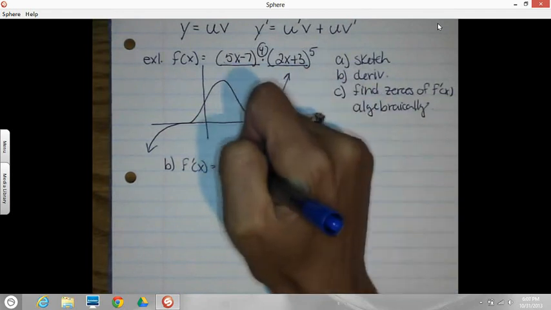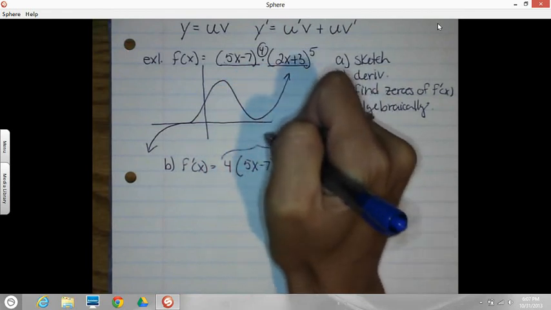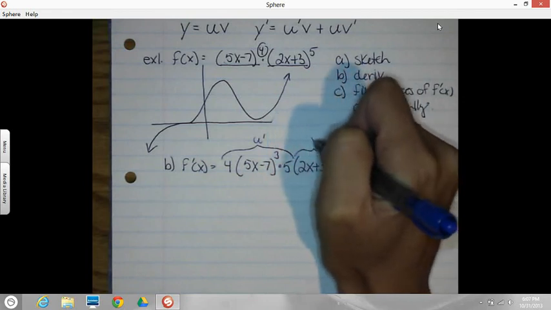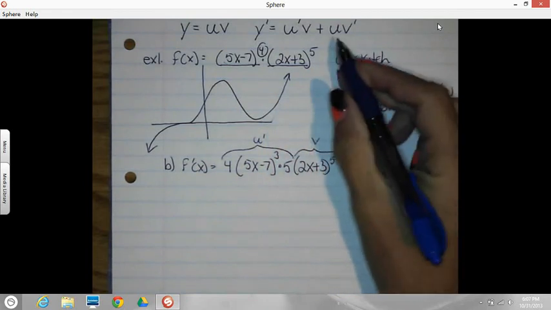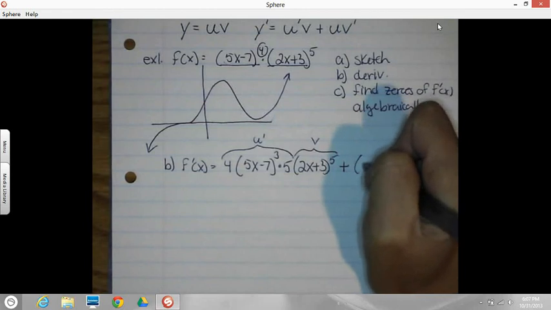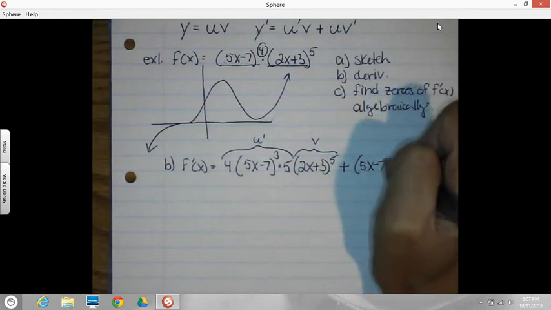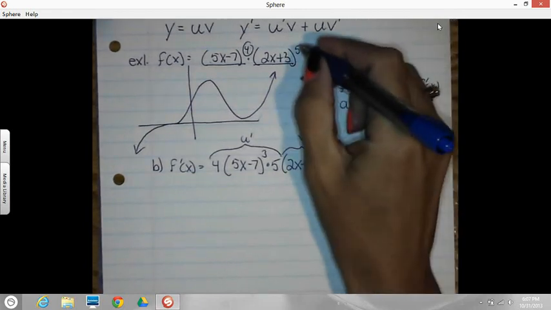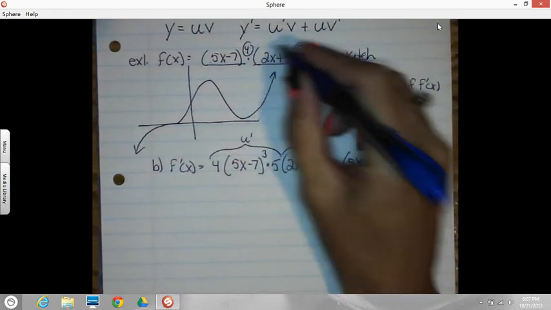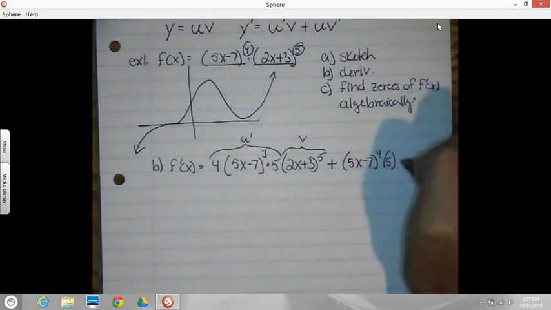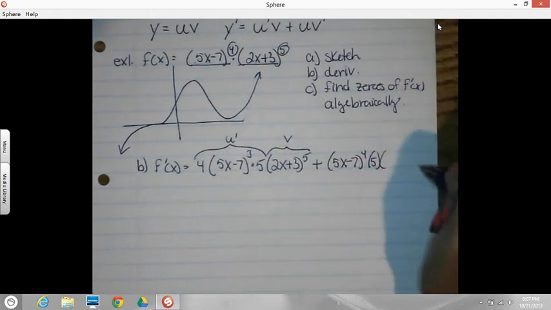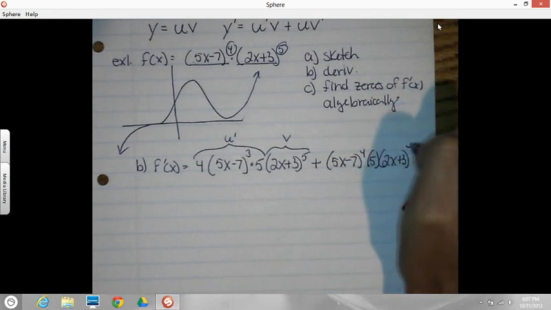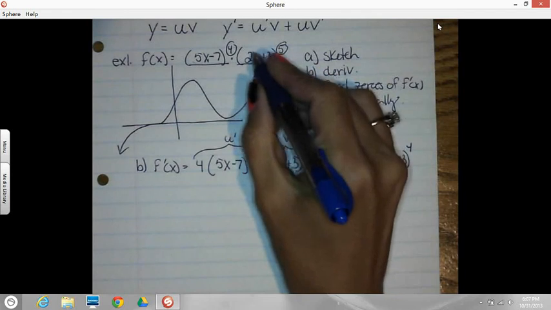Now I still have to multiply by the whole second term without changing it. So all of this was the u prime. This is my v. Continue on. I keep the u the same, 5x minus 7 to the 4th. And now the v prime, you've got your outside here and your inside. So the 5 comes down. Times the inside, 1 less power. And then the derivative of the inside is just the 2.